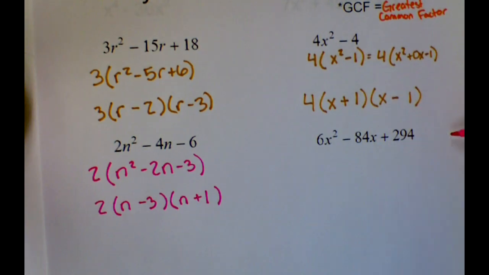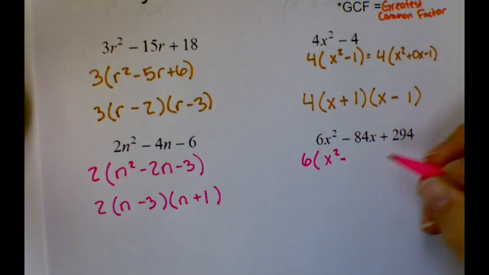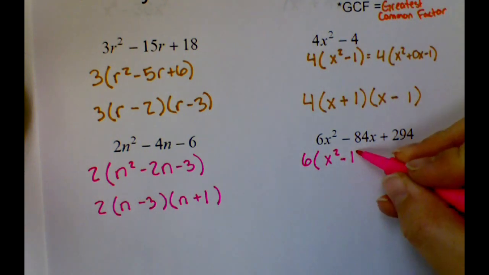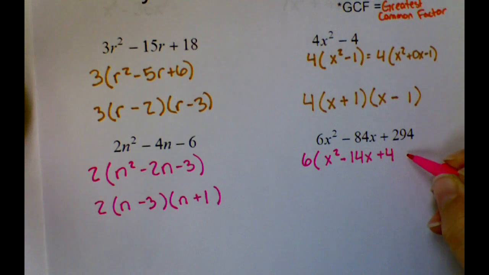And finally, 6x squared minus 84x plus 294. I can take a 6 out of all of those terms, leaving me x squared minus 14x plus 49.